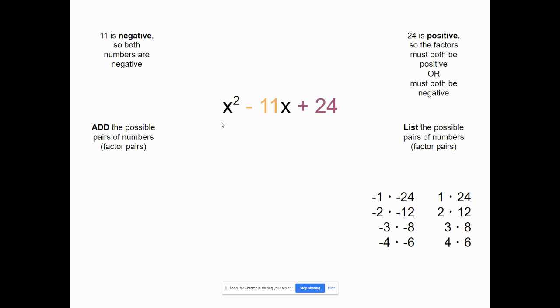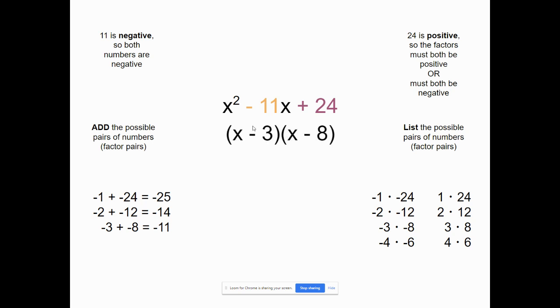So now I can add those possible pairs. I only have to do half of the ones that I originally identified, so let's look at those. A negative 1 plus a negative 24 gets me a negative 25. Negative 2 and negative 12 gets me negative 14. There's what I was looking for. Negative 3 and negative 8 get me that negative 11 that I wanted. So I can stop. I don't have to check the final negative pair, and I write my solution. X minus 3 times x minus 8. These are the factors of this trinomial.